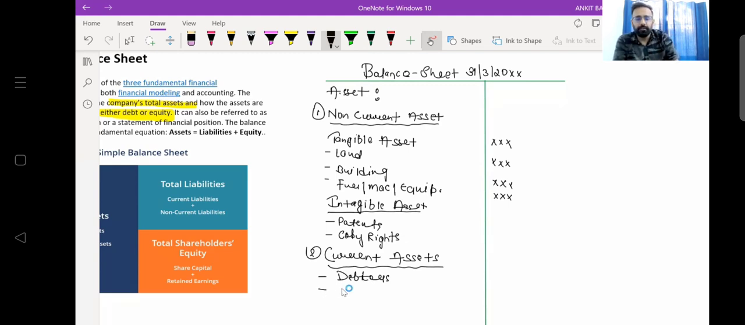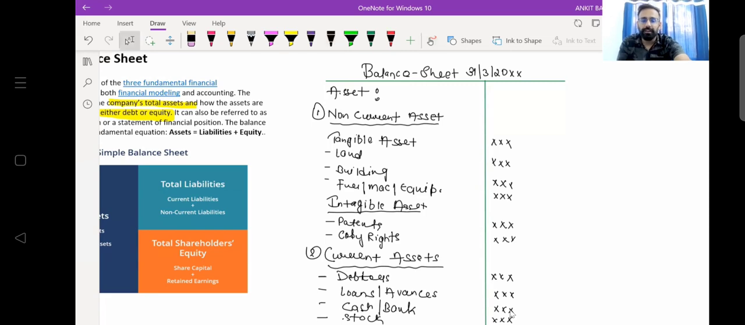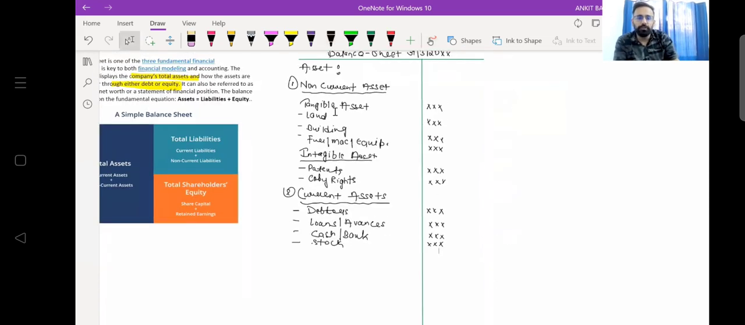Then loans or advances. If you're giving a loan or advances to someone for a shorter period, you will record it here. Then you will record your cash balance or bank balance, right? And also you will record your stock. If some stock is remaining with you, you have to record all these items here in the balance sheet. So the company classifies its assets into two categories: one is non-current assets and the second is current assets. This is how the company records its assets in the balance sheet. Then you have to do the total of assets.